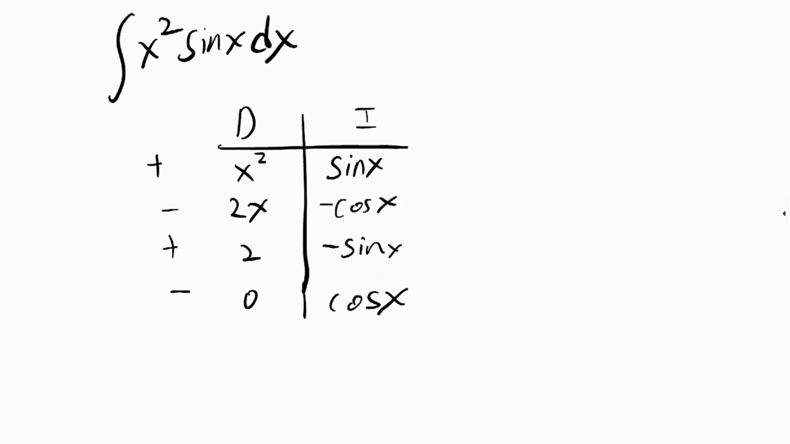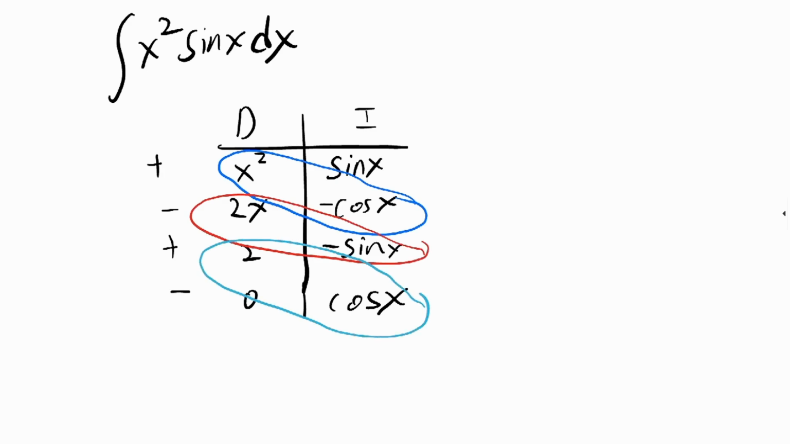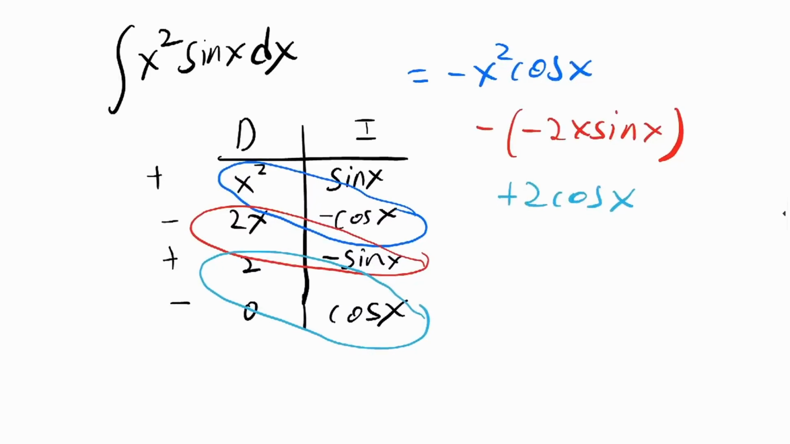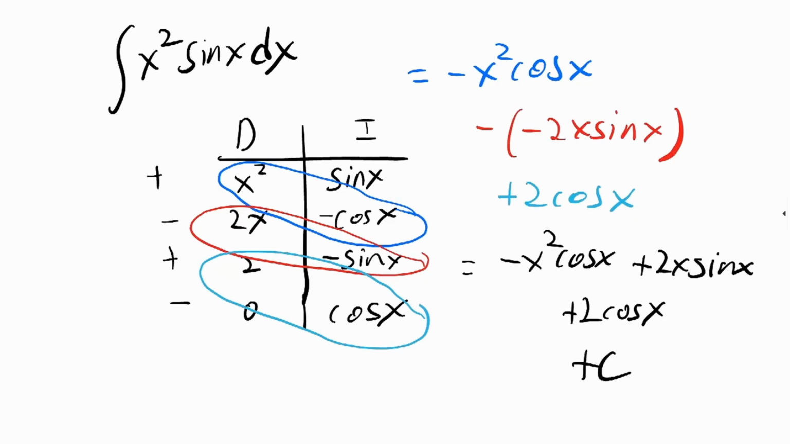So, and I'll do it in different colors. So this is blue, this is red, and this is whatever this color is. So, according to this, it's going to be equal to negative x squared cosine x, right? And there's a plus, so no need to multiply. And then we have a minus and a minus. So it's going to be minus a negative 2x sine x. And then our last term is just going to be plus 2 cosine x. And that's it, right? And we can rewrite this, of course, as just negative x squared cosine x plus 2x sine x plus 2 cosine x. And once you're done, just tag on the plus c.